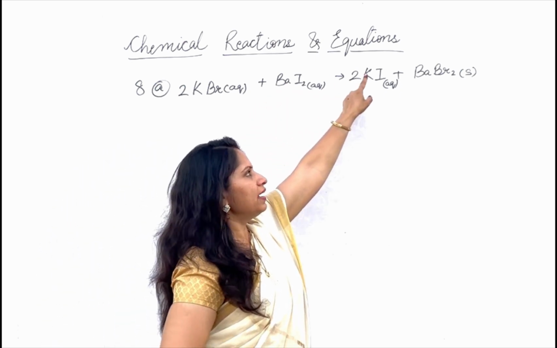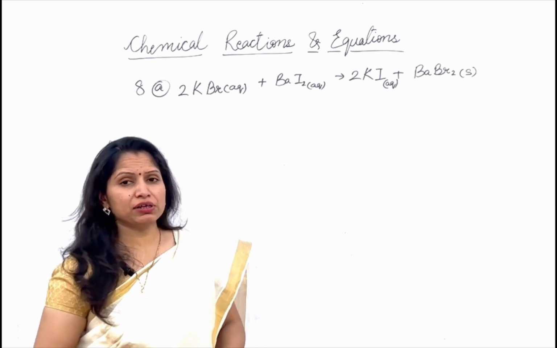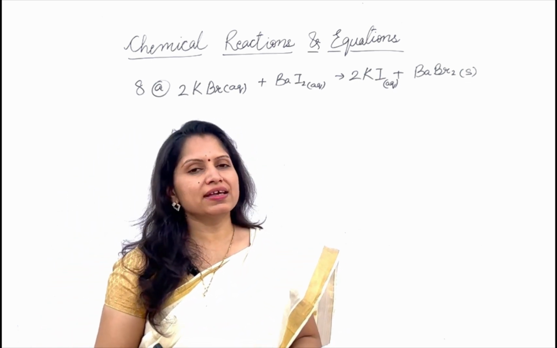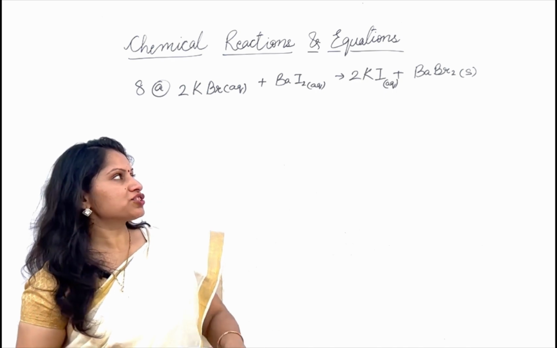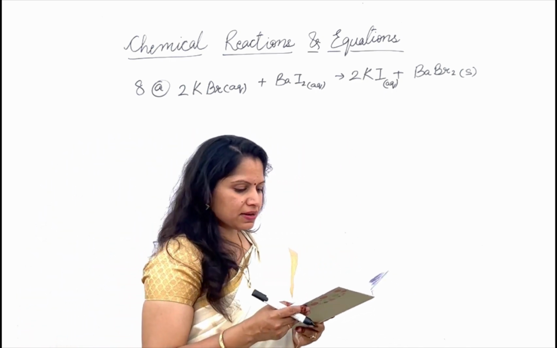Barium is 1 here as well as here. So it's a balanced chemical equation. It's an example of a double displacement reaction as well as a precipitation reaction. Barium bromide occurs as a precipitate. It's solid. It's a precipitate.